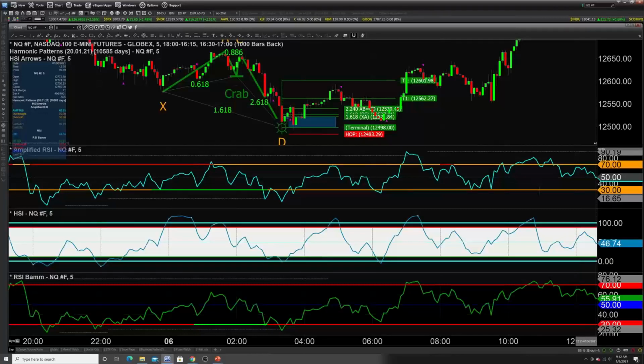Now, depending on where that comes in, does it happen at the hop or does it happen at the terminal bar? Again, we can determine that by the condition of the indicator.